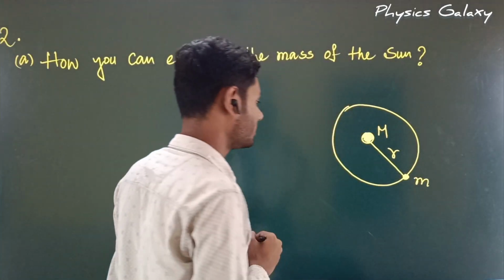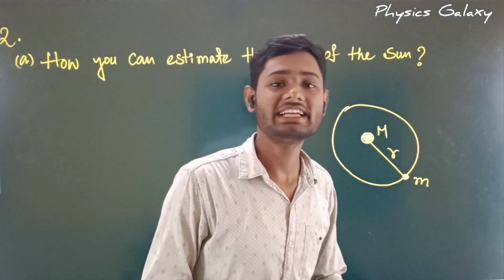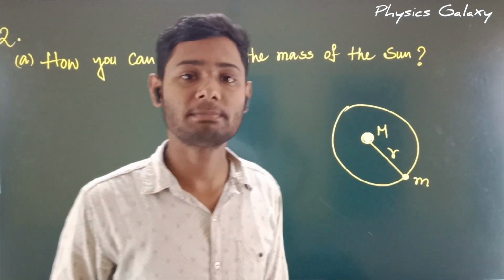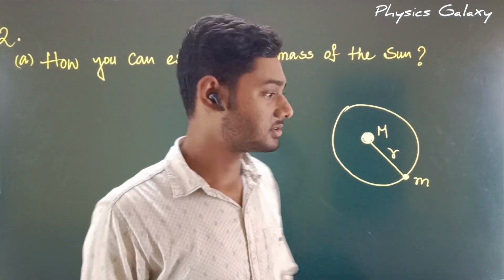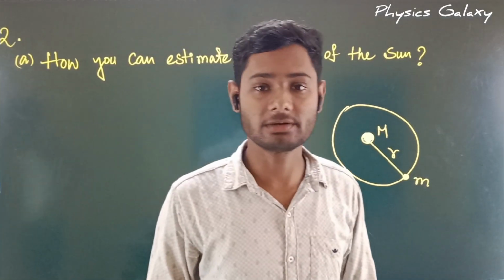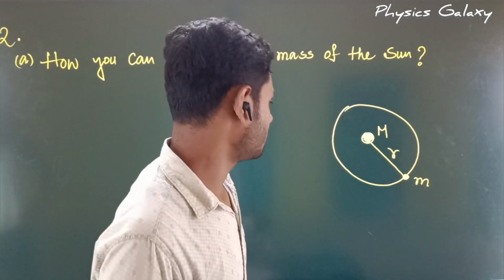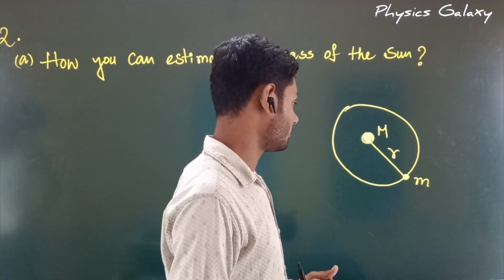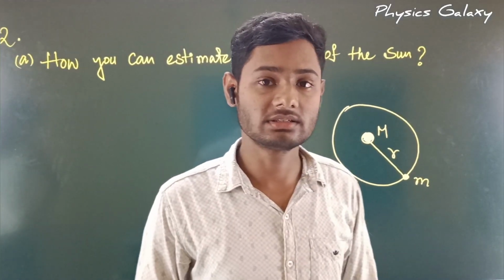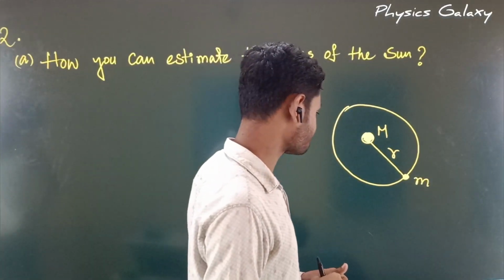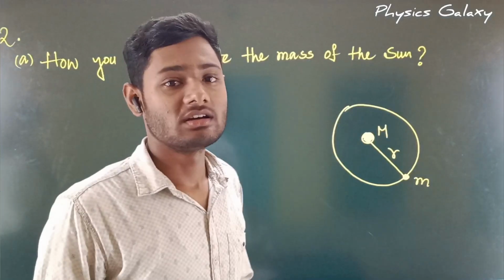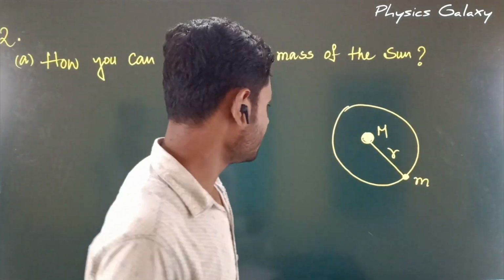And we know that to stay in a circular orbit, any object, here it is a planet, Earth, requires a centripetal force, and the gravitational attraction force between them actually provides the required centripetal force in this case.